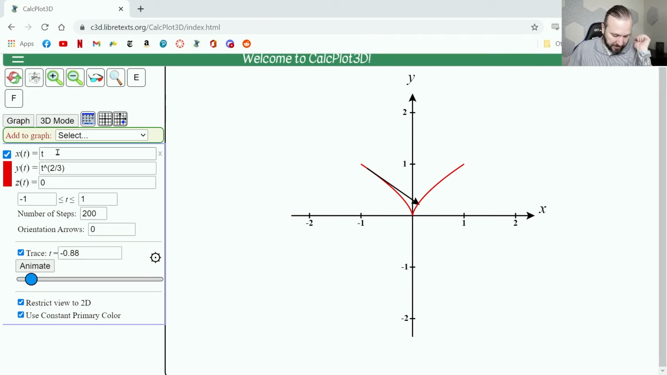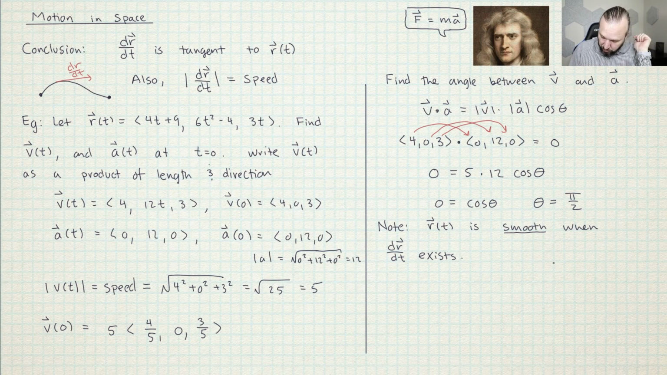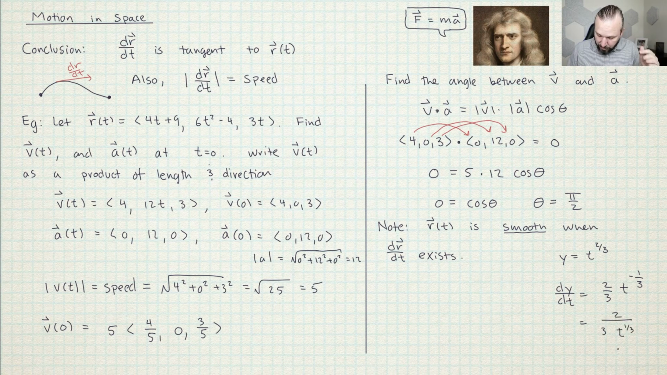I've chosen x is equal to t and y is equal to t to the power of 2/3. So just really fast, if y is equal to t to the power of 2/3, then dy/dt is going to be 2/3 t, and you have to subtract 1, so you're going to get t to the -1/3 power. So this is basically like 2/3 times t to the 1/3 power in the denominator. So this is undefined when t is equal to 0.